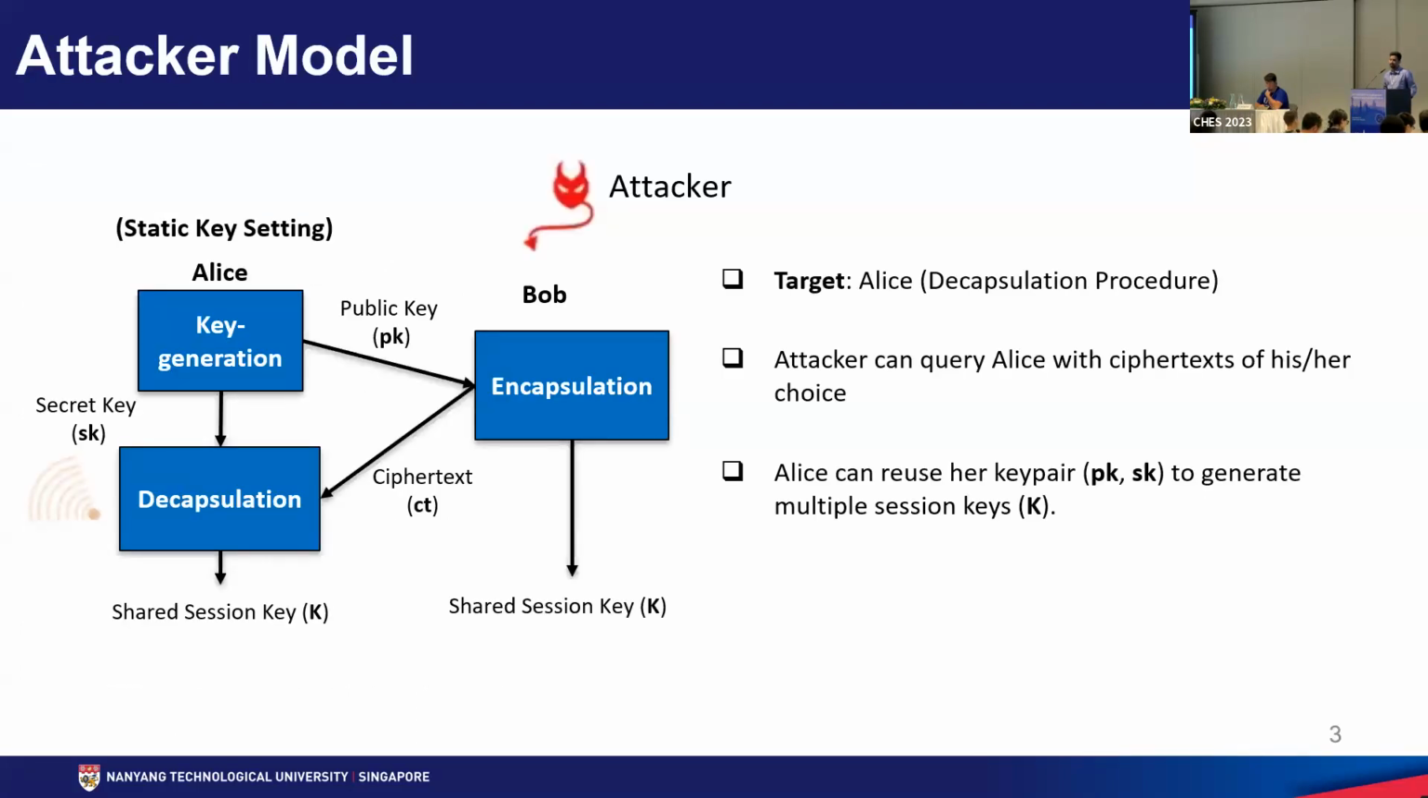Here is the attacker model. This is under a static key setting. Alice is the owner of the key generation and encapsulation procedure, so she can use her keypair to establish multiple shared session keys. The attacker Bob has the capability to construct ciphertexts of his choice and query the decapsulation procedure of Kyber. He can use a side channel methodology to retrieve the secret coefficients.